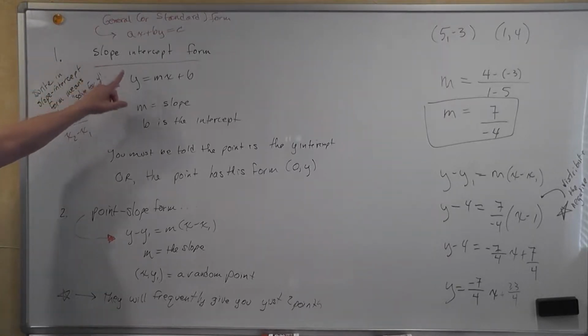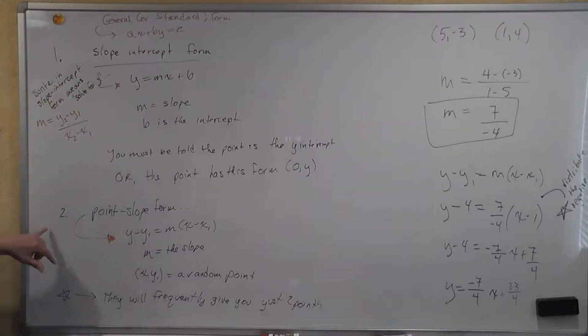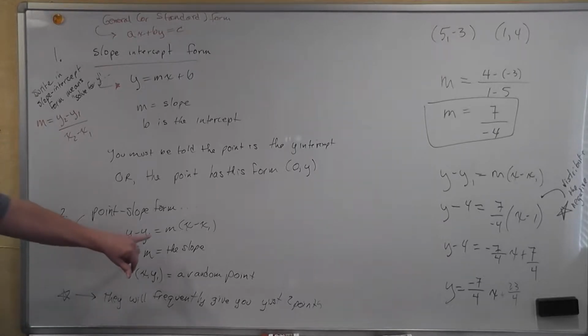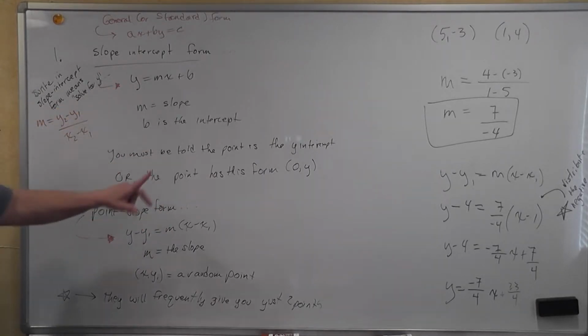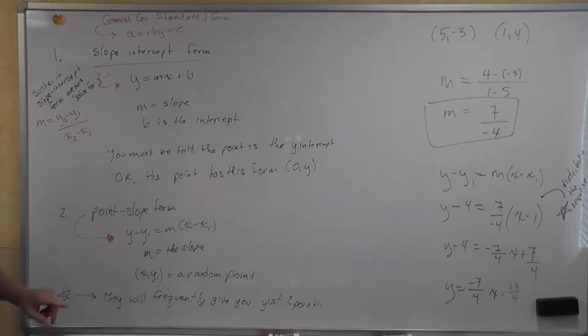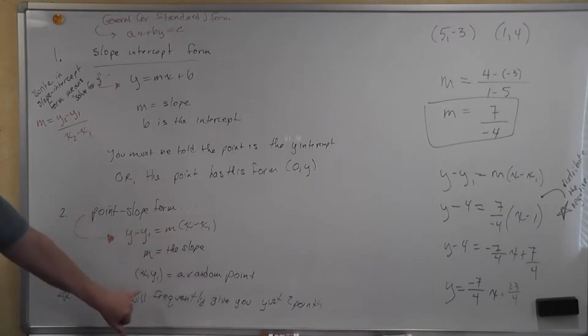We have the slope-intercept form of a line, which is y is equal to mx plus b. We have the point-slope form of a line, which is y minus y sub 1 is equal to m times x minus x sub 1. M always represents the slope of the line. Here, b is the y-intercept. And here, x sub 1, y sub 1 represents any random point.